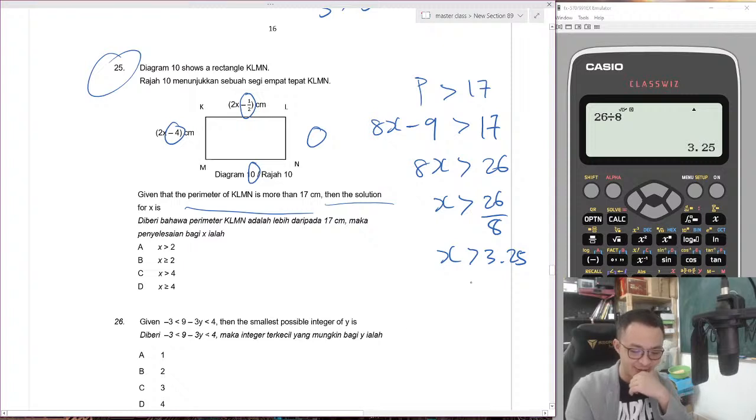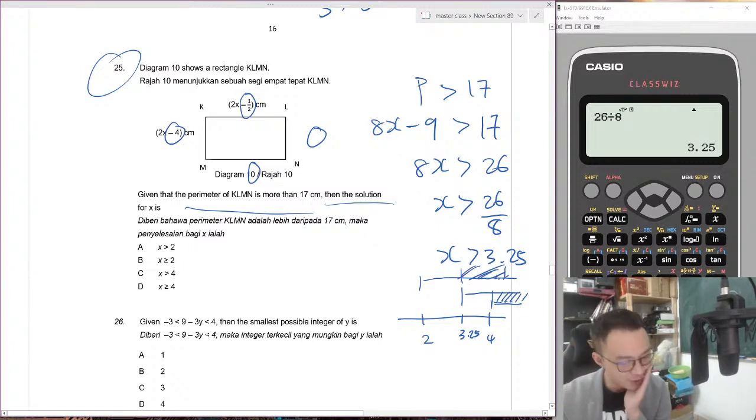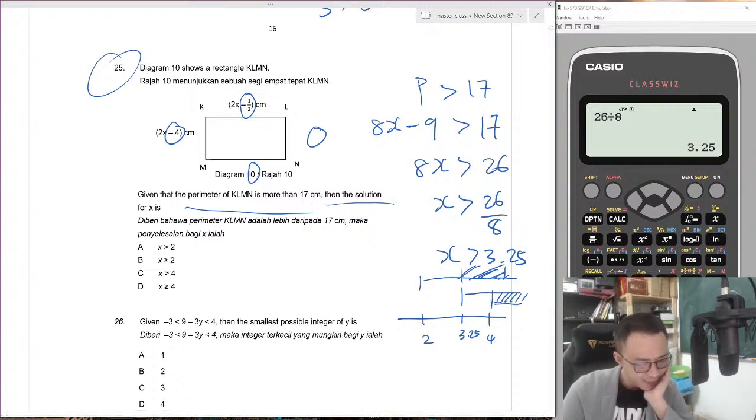If all the answers, okay, let me do the number line for you. This is 2, this is 4. I will get about here, 3.25. So I will go all the way here. So right now, if I go bigger than 4, I will intercept here. But if I go bigger than 2, I will intercept here. Which one should I choose for this one? Does the question say x is integer or what? No, right?